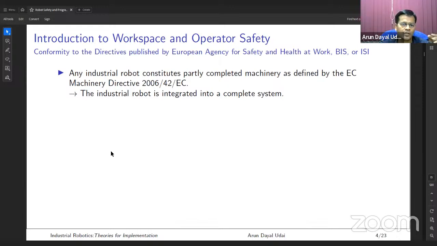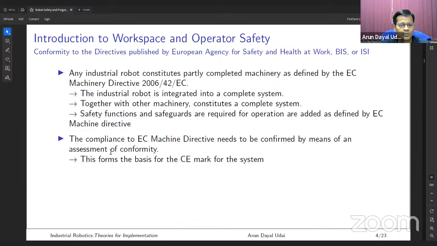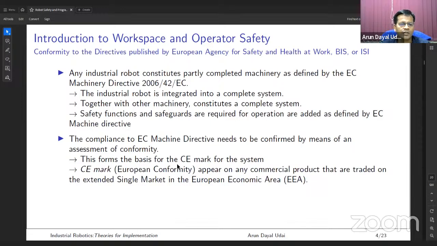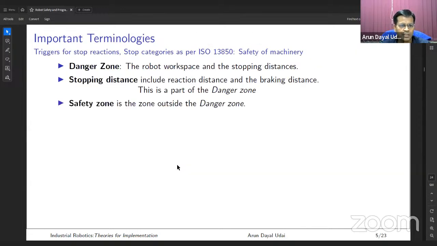So industrial robots are not just research robots which can do pick and place. They have to be very much compliant with the kind of demands which are there in the industry. So our course also caters to those kinds of audience who seek to understand industrial robot safety and the norms that govern it. These are a few things that I'll be covering.